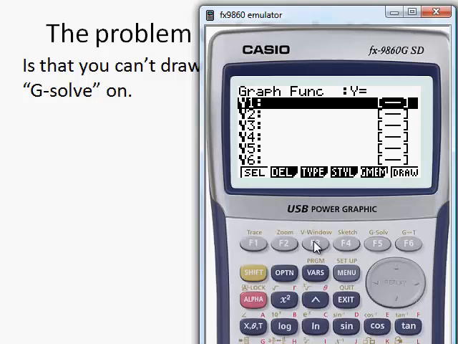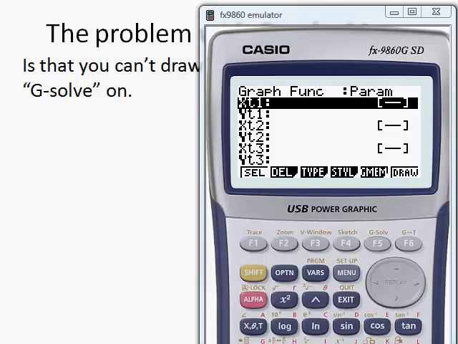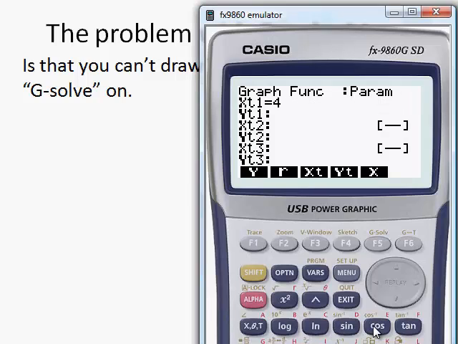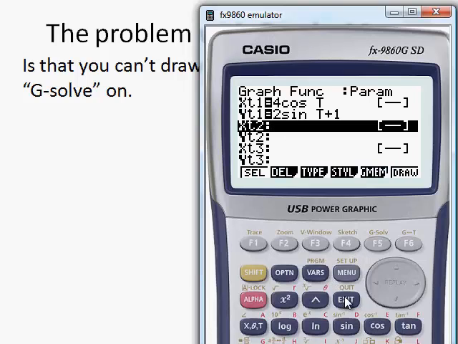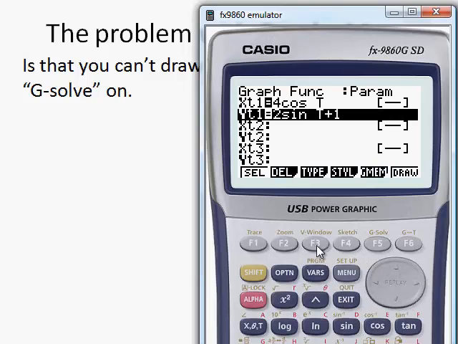So in the type we would enter that we need a parametric one, and I'm going to set my x to be 4 cos t, y to be 2 sine t plus 1, and that is an ellipse, as you might imagine, but when I G-solve I don't get a root and I don't get my y-intercept. So I can draw it, but it's just no use to me at all. So we'll get rid of that, pretty much a waste of time.